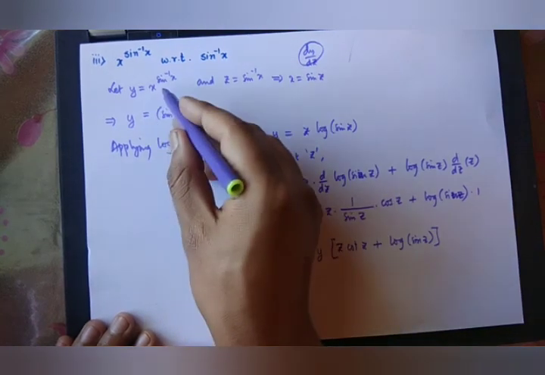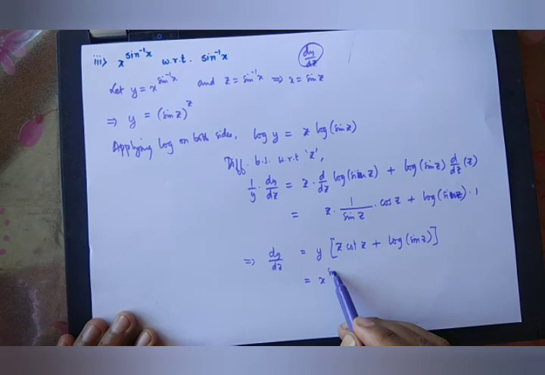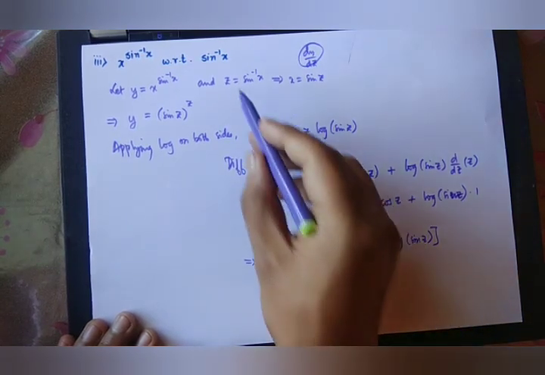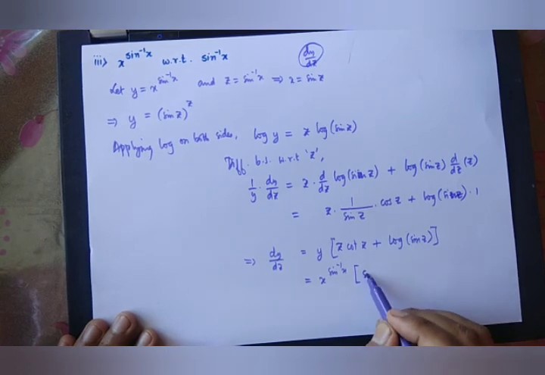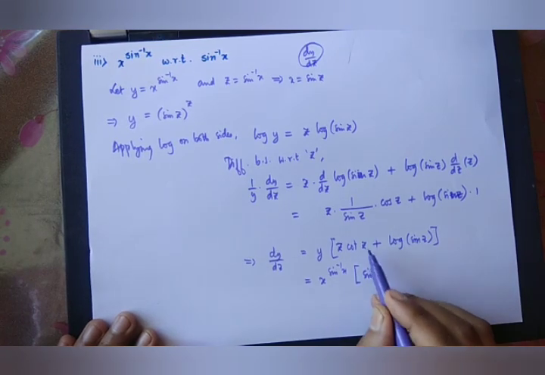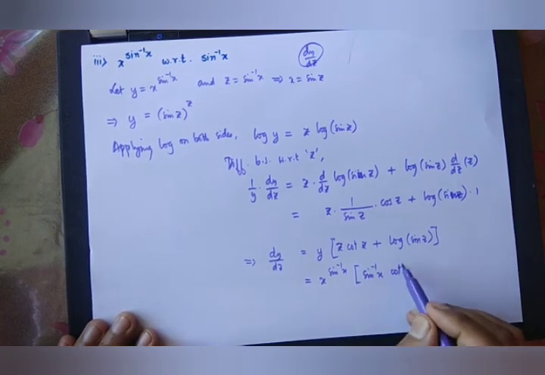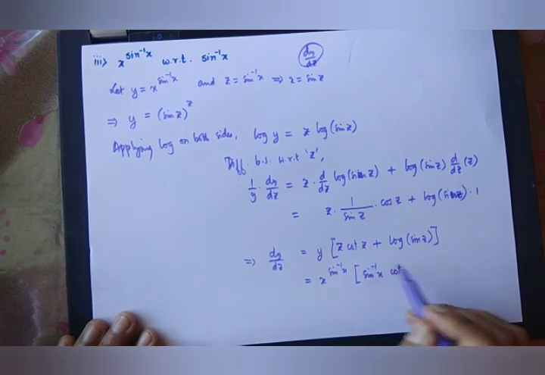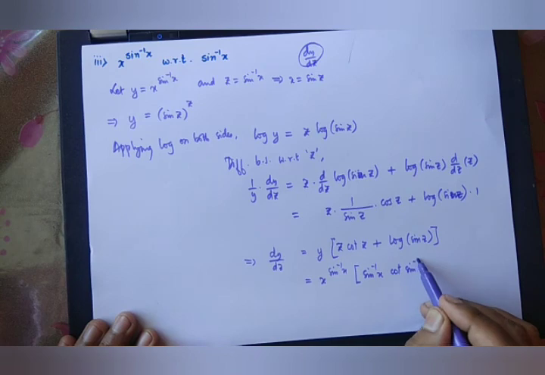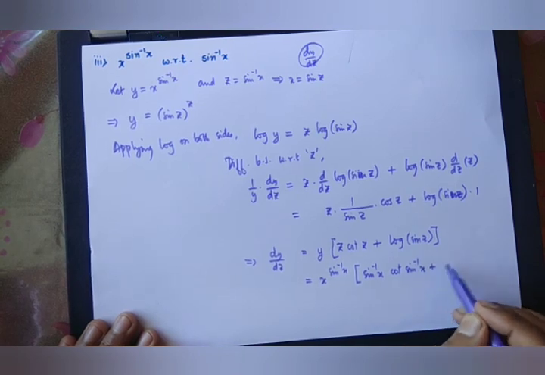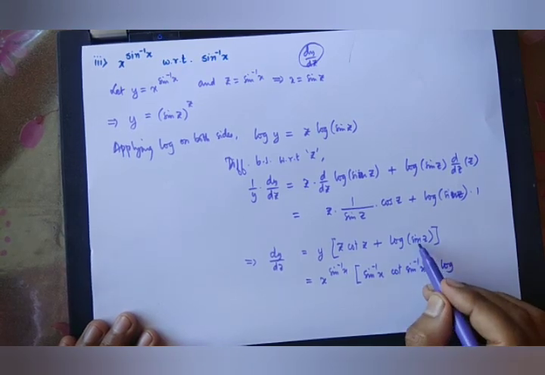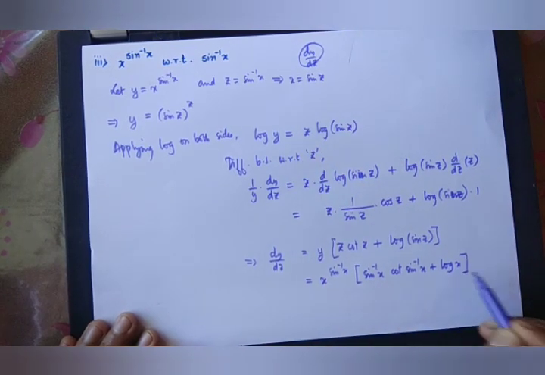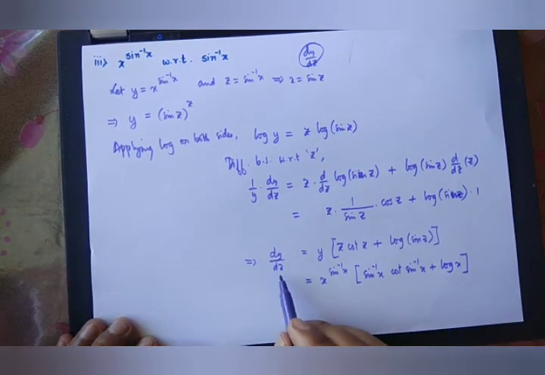So y is x to the power sine inverse x. And z is sine inverse x, and cot of z is cot of sine inverse x, plus log of sine z, and sine z is x, so it will be log of x. So this is my dy by dz.